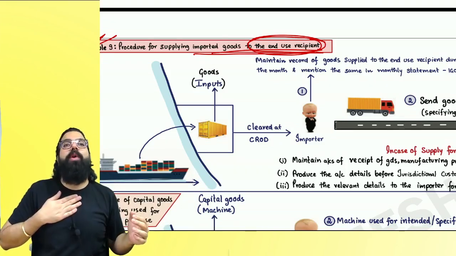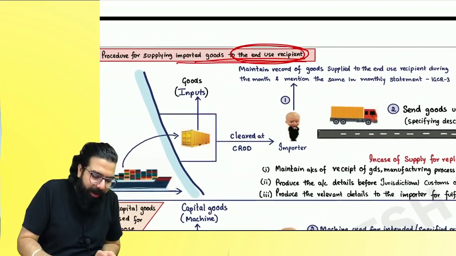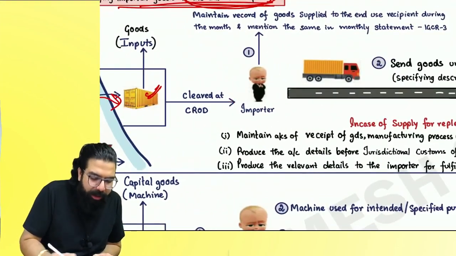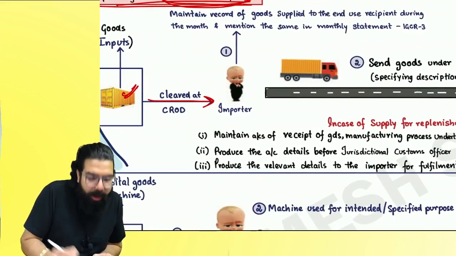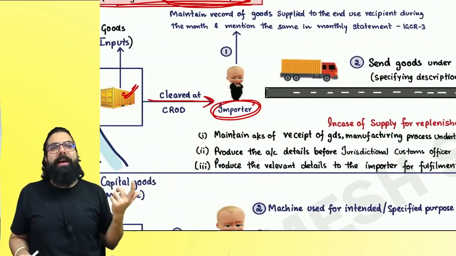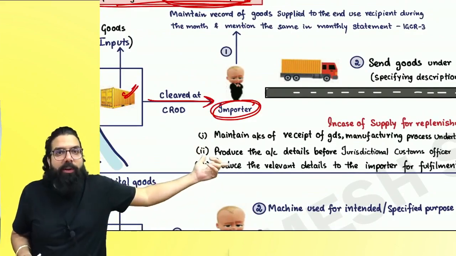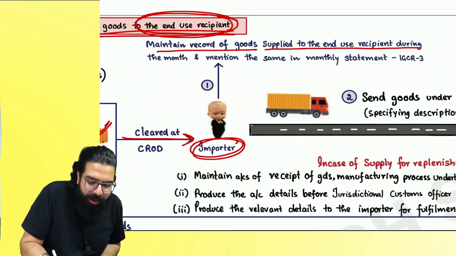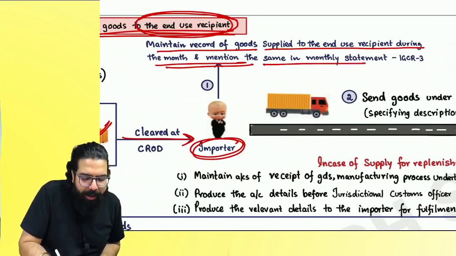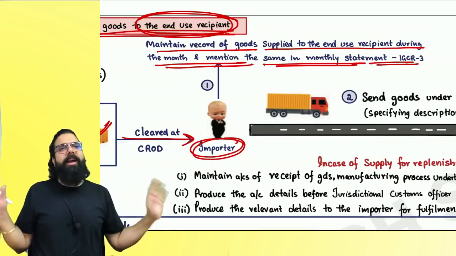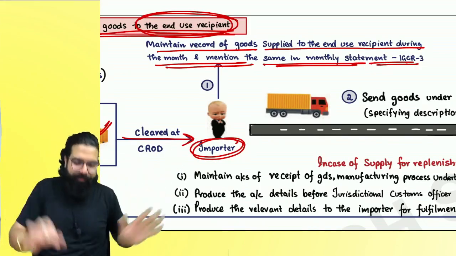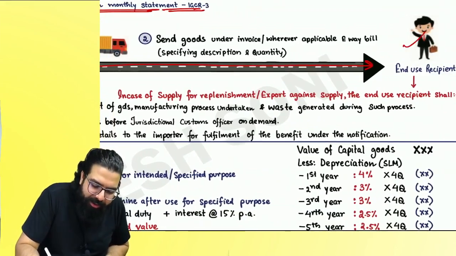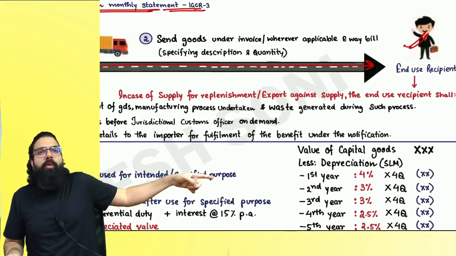So what do I have to go ahead and do? Very simple. Number one, you import the gold. For example, gold imported. What will you do? You will clear it at the concessional rate of duty. You are the main importer. You will go ahead and supply it to whom? Specified end use. Then it says, number one, maintain the records of goods supplied to the end use recipient during the month and mention the same in your monthly statement IGCR3. Then what will you do? Send the goods to whom? The end use recipient. Might be jewelers who wanted the gold.